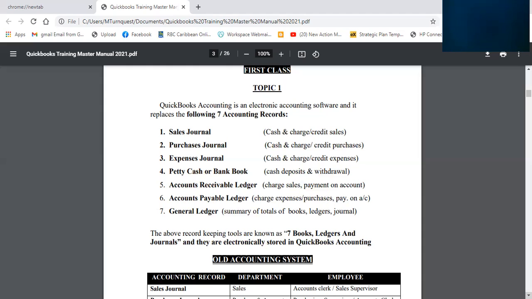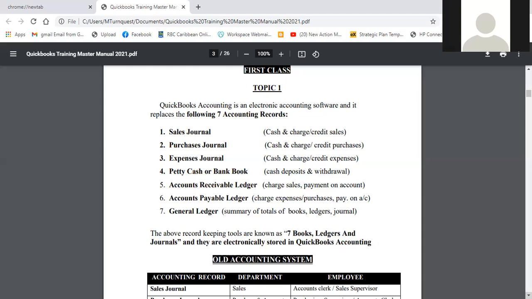And write this down. Inventory and raw material in QuickBooks are called items, I-T-E-M-S. So in QuickBooks, when you see items, you're looking at raw material, products, and inventory. All right, everybody? Okay.